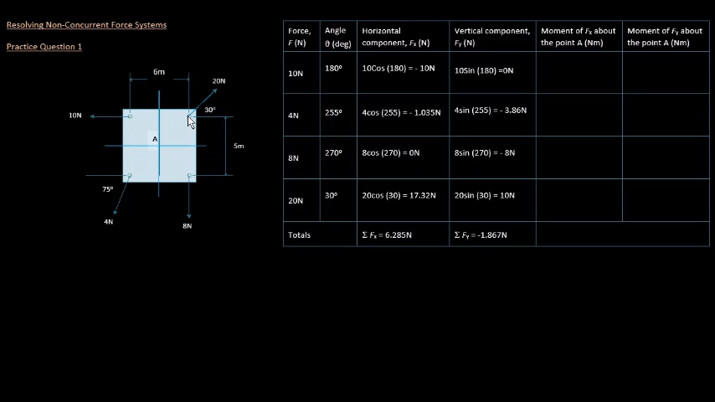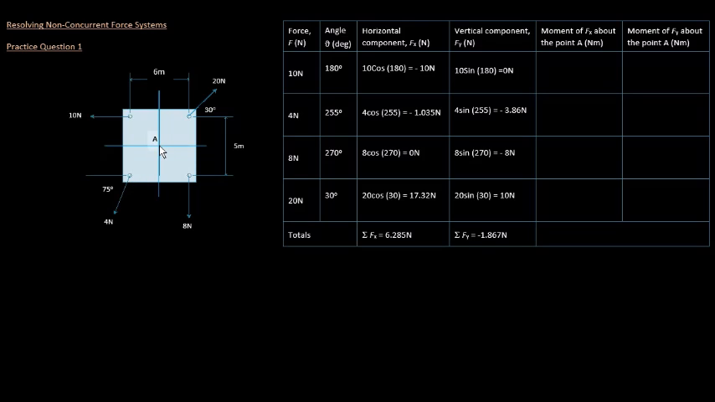They could be acting at this point. Now on a non-concurrent force system, as we can see here, the forces are acting at different points. So here we have a 20 Newton force acting at this corner, a 10 Newton force acting at this corner, a 4 Newton force acting at this corner, an 8 Newton force acting at this corner, and the pivot point is point A.